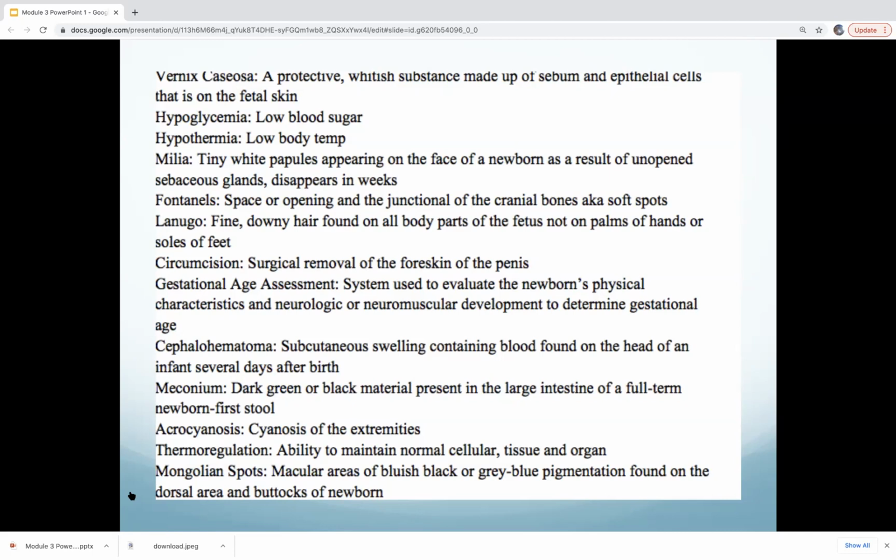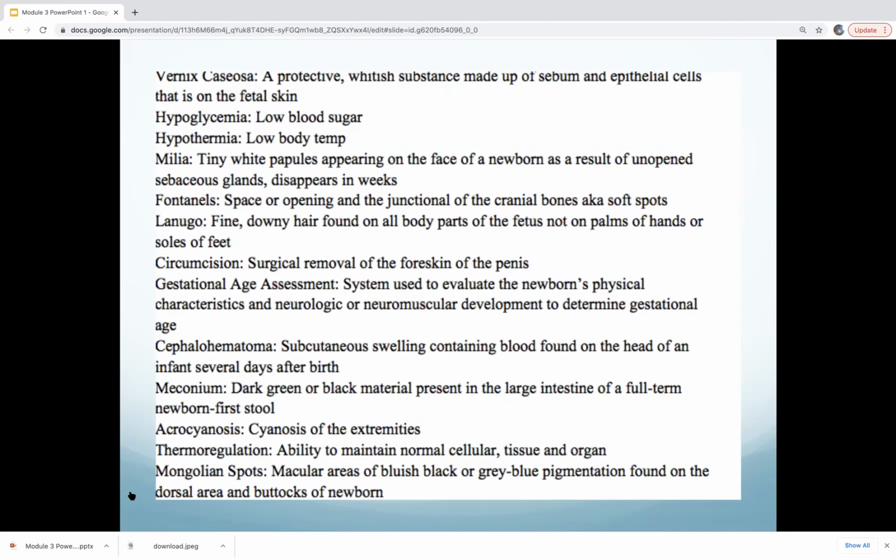Gestational age assessment is used to evaluate the normal newborn's physical characteristics and to determine gestational age, looking at the physical characteristics and the neuromuscular development. Cephalohematoma is a subcutaneous swelling containing blood found on the head of an infant several days after birth. We talked about the meconium, that is the newborn's first stool. It could be dark green or black.